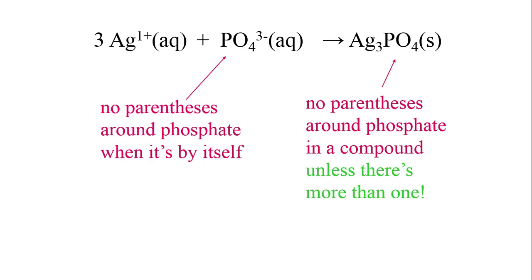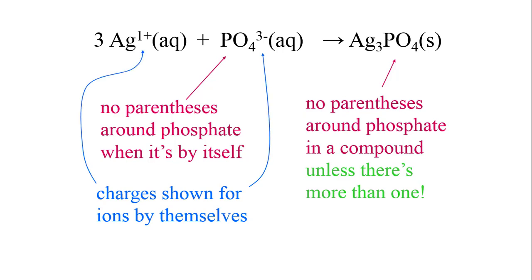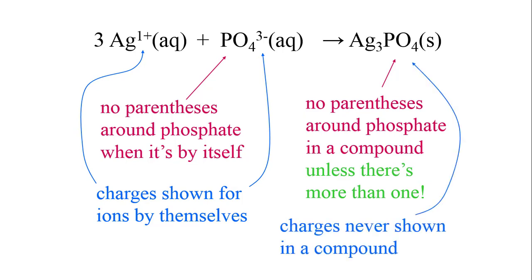We would only use parentheses if there were more than one polyatomic ion present. There's not here. Note also that the charges must be shown for the ions when they are by themselves. However, charges are never shown in a neutral compound, even if it is made up of ions.